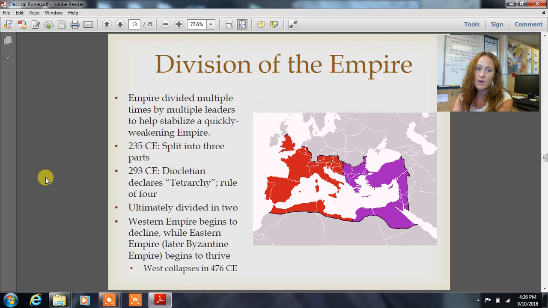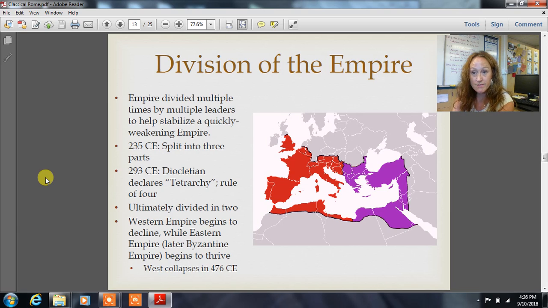235 is split into 3 parts, and 293 it'll be split into 4 parts, and then it goes back to being split into 2. And this pretty much will lead us into our post-classical era where the Roman Empire is officially split in 2. The western half, that red territory, is known as the Roman Empire still, and then the purple eastern territory will be renamed the Byzantine Empire.